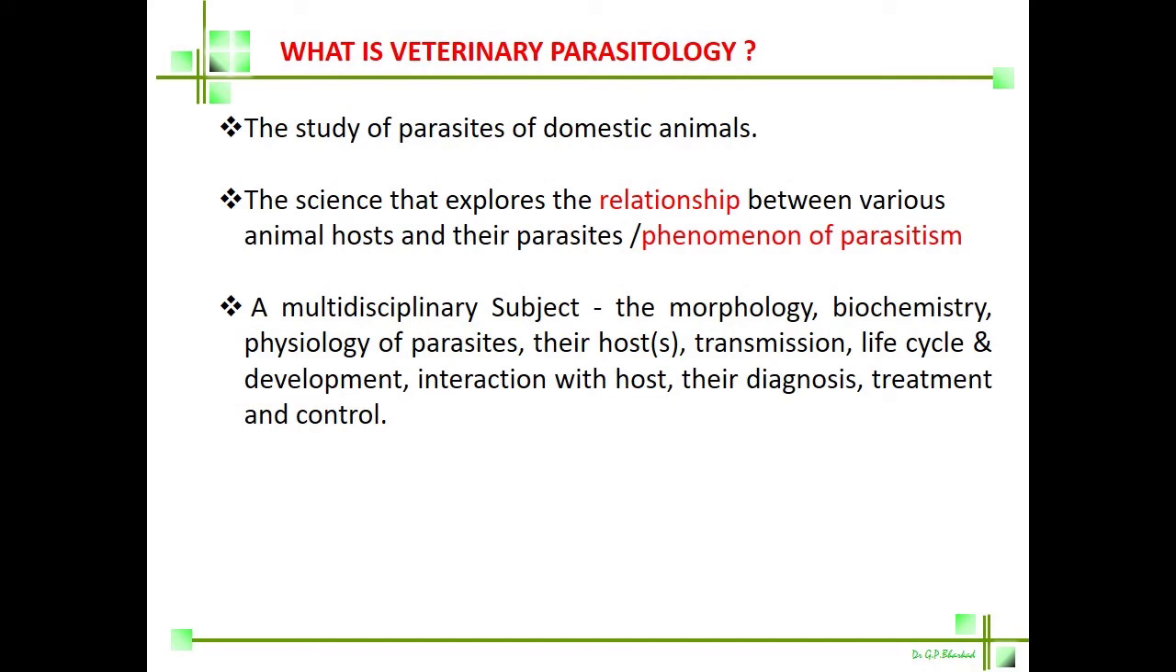Then we'll see what is veterinary parasitology. So, the parasites of the domesticated animals. Veterinary parasitology is the study of parasites of domestic animals in simple terms, and it is the science that explores the relationship between the various animal hosts and their parasites, means the phenomenon of parasitism between the host and parasite. So veterinary parasitology is a multidisciplinary subject which covers the morphology, biochemistry, physiology of the parasite, their host, transmission of the parasite, then the complete life cycle of the parasite, their development, and during this phase, how it interacts with its host, and the diagnosis, treatment, and control of this parasite. This is how it covers all the aspects of the life of the parasite.